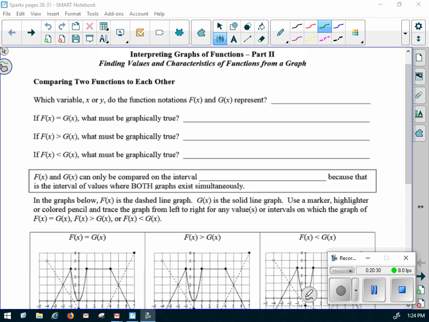Take a look. Which variable, x or y, do the function notations f of x equals g of x represent? Is f of x and g of x x value or y value? Y value. Now look at the next question. If f of x equals x squared, what must be graphically true?